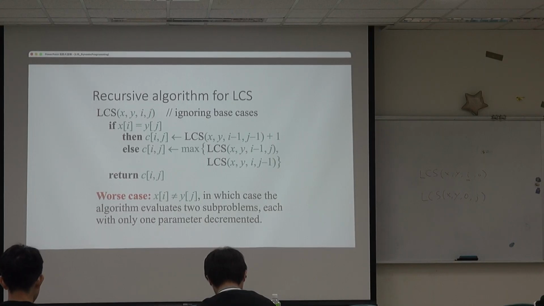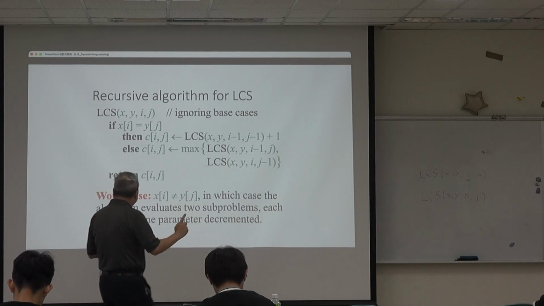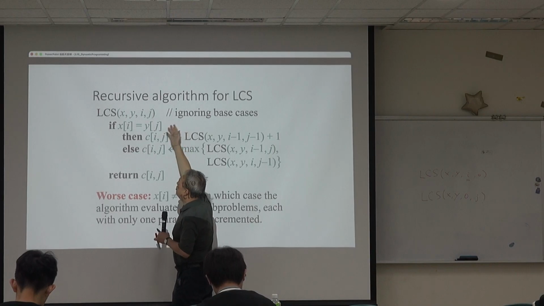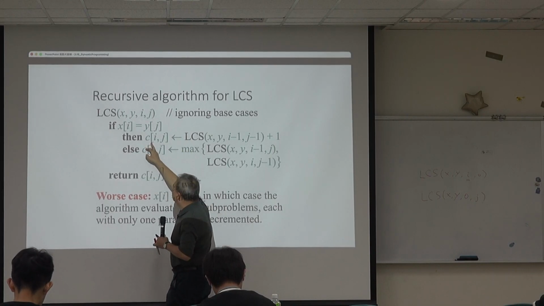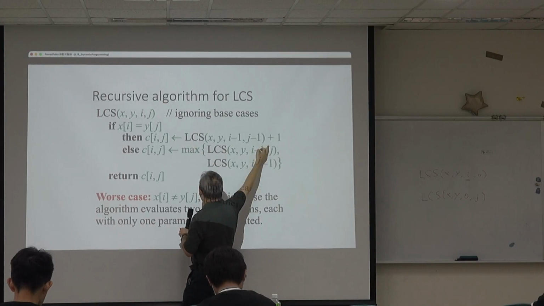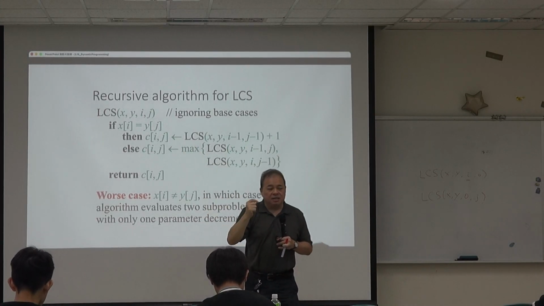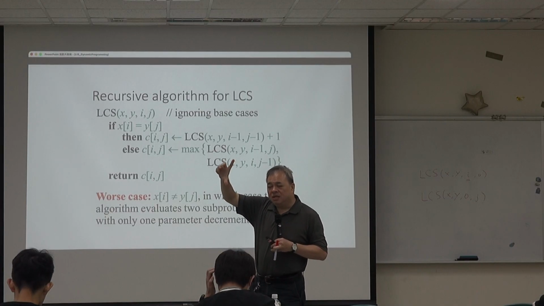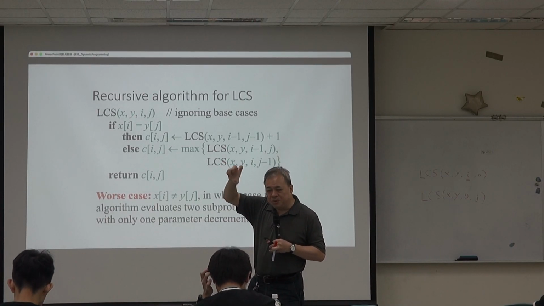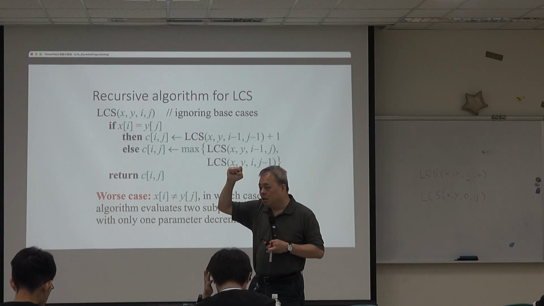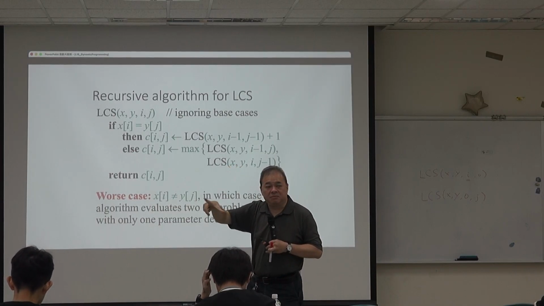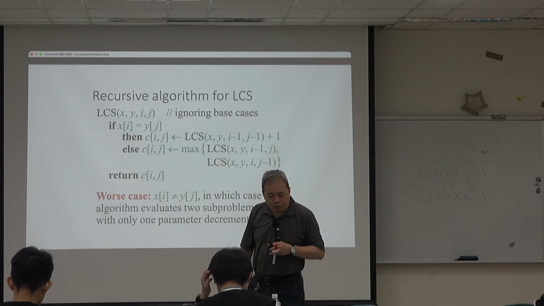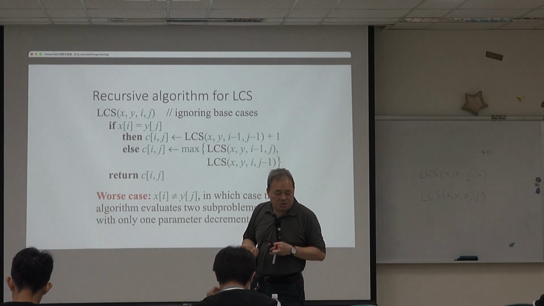So in this recursive algorithm, what would be the worst case? Because the better case is that you have one procedure come in and you call one subroutine. In other words, the last characters of these two prefixes match. That's a better case because you only call one recursive call.